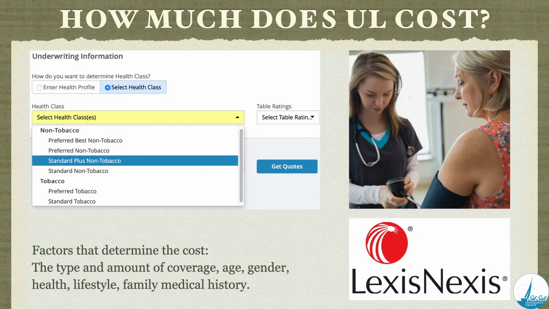How much does universal life cost? Well, as mentioned back in part one, factors that determine the cost include the type and amount of coverage applied for, your age, gender, health, lifestyle, and family medical history. But additionally, since these types of policies are able to be overfunded, the excess portion of premiums can build cash value over time through a process known as triple compound interest. We'll get into more about that a little later.